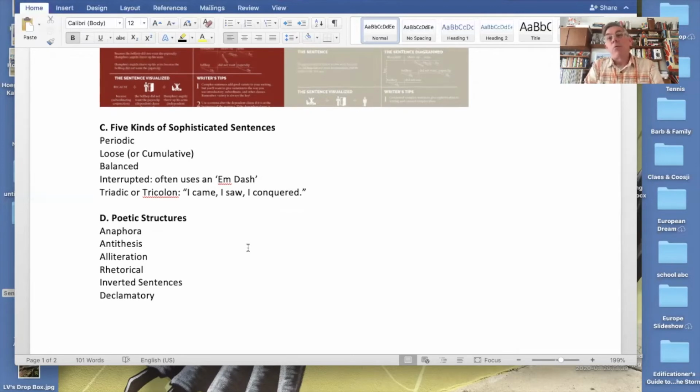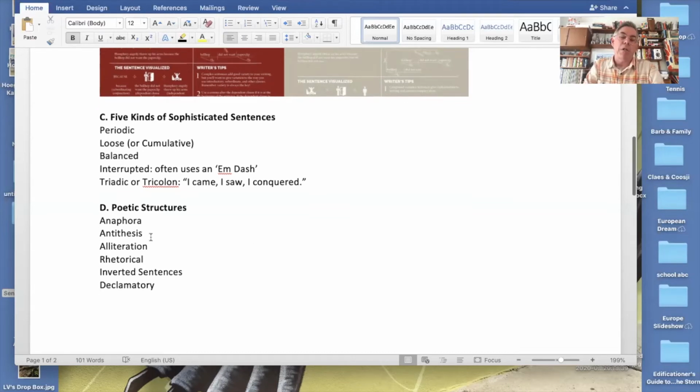The prompt that you will read will not be poetry. It won't be verse. It will be prose. But there might be some poetic structures in the prose. So I just kind of threw a few of those in. There are more, but anaphora is when you have the first word of each sentence or of each clause repeated. Again, in speeches, you probably have more poetry that makes the speech more memorable.